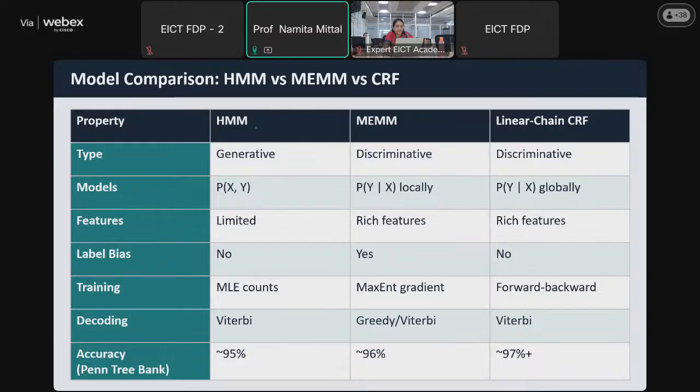Training in HMM is very limited. It counts. In MEMM we use gradient, and in CRF it's kind of a neural network with feed forward and backward. Decoding in HMM is Viterbi, while in MEMM we have greedy or Viterbi. There are two kinds of decoding possible. Again, CRF uses Viterbi. When we talk about the accuracy of all three methods with the Penn Treebank data set, HMM is approximately 95%, MEMM approximately 96%, and CRF 97%. So only a few texts are inaccurately predicted in the case of CRF.